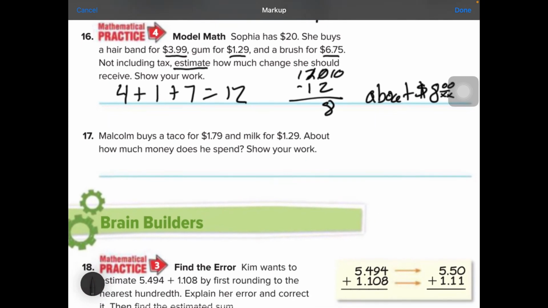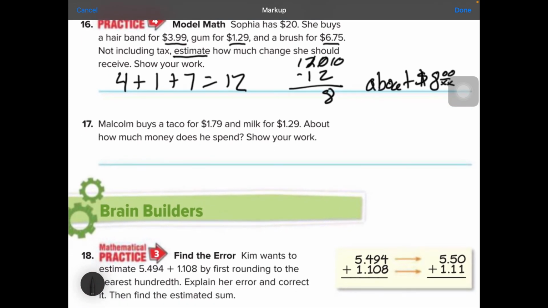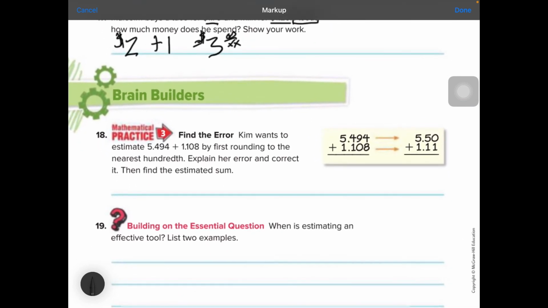About $8. Number 17, Malcolm buys a taco for $1.79 and milk for $1.29. About how much money does he spend? And show your work. Okay, so $1.79 is closer to $2 than it is to $1, but $1.29 is closer to $1 than it is to $2. So 2 plus 1 equals $3. I gotta get the dollar sign in there. He spends about $3.